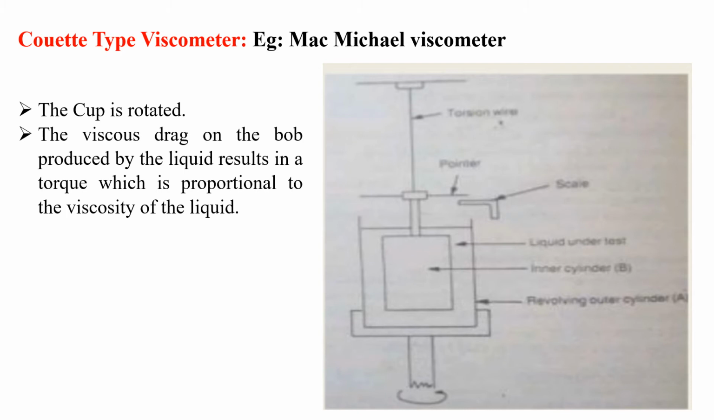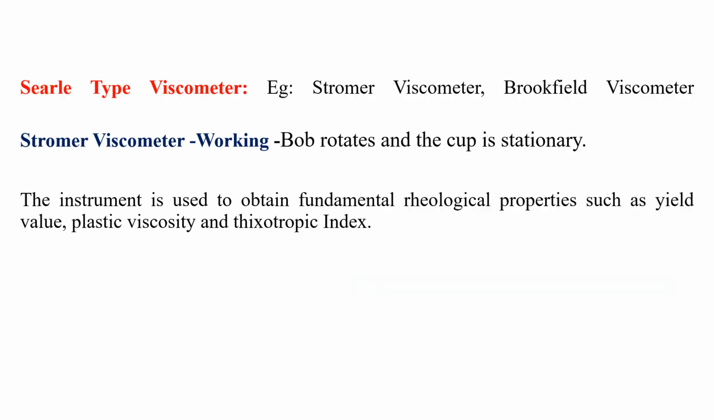As you all know, viscosity, eta, is equal to shear stress divided by rate of shear. So that is how we can know the viscosity of the given sample. The rate of shear is the number of rotations, the cup speed. The shear stress is the force that is experienced by the bob. That's how we can determine the viscosity of the given sample by this Couette type viscometer.